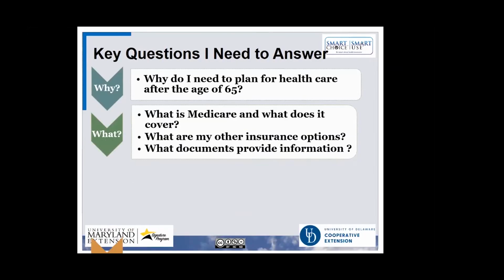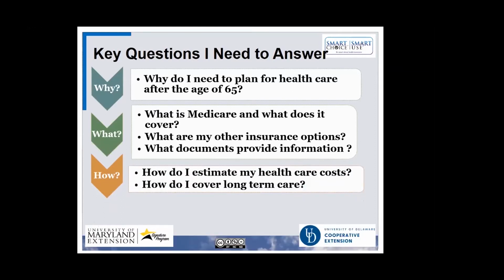We'll answer some key questions, but I'll put them all up there too. These are the questions we're going to answer while we're here this evening. The why, the what, and the how. Why it's important to plan for healthcare after the age of 65. We'll do the what's, that's really the meat. What is Medicare and what does it cover? What other insurance options are there, and what documents provide this information for you? And then how. How do you incorporate all this information into your financial planning? This health insurance is important for your health, but it's also important for your finances as well. So we're taking a financial approach to this.